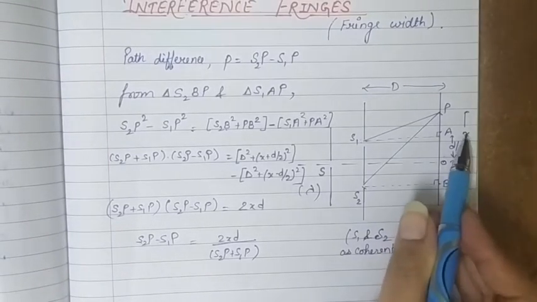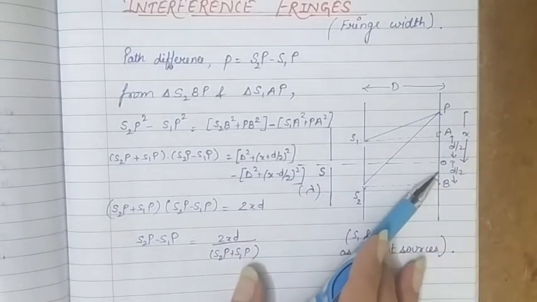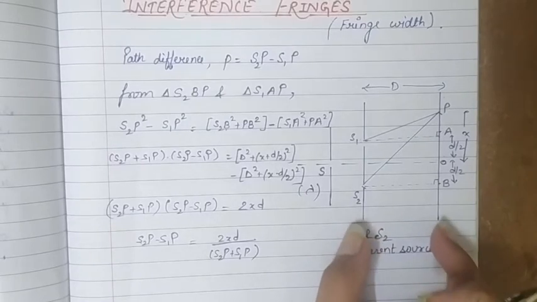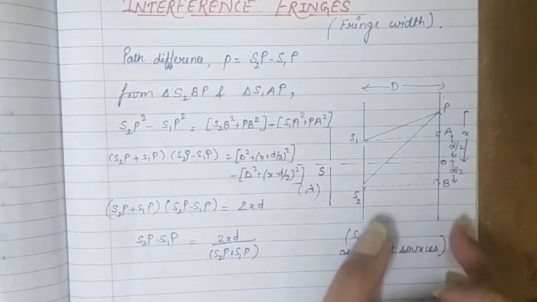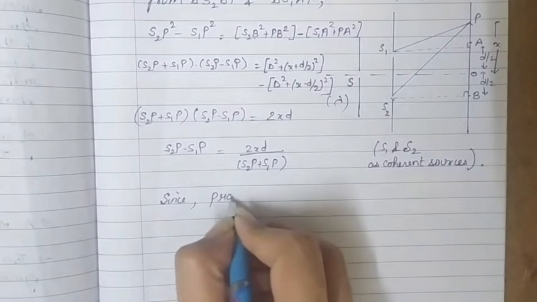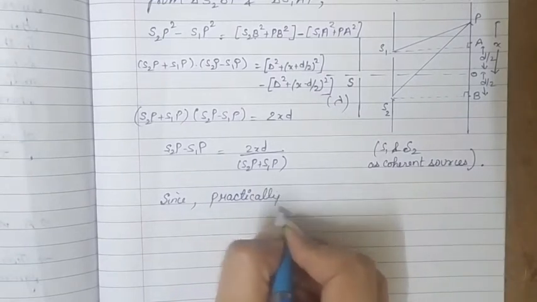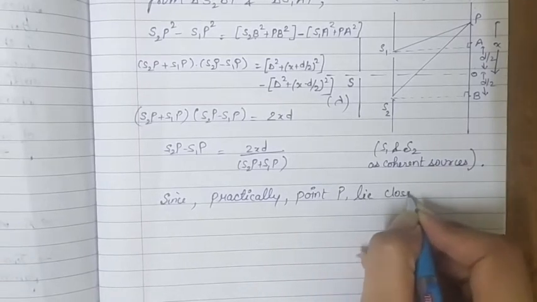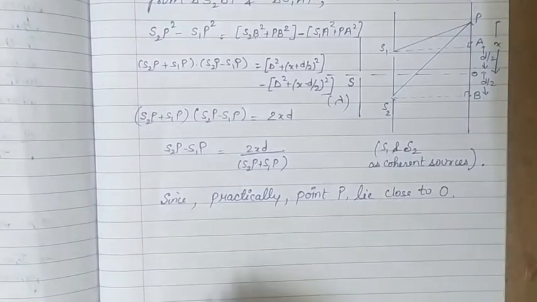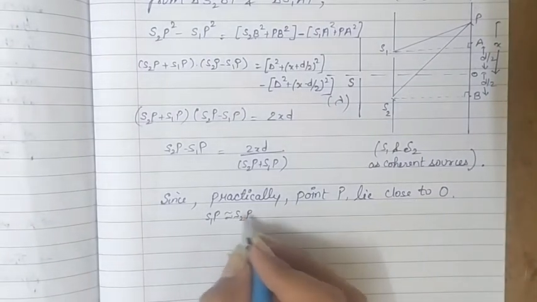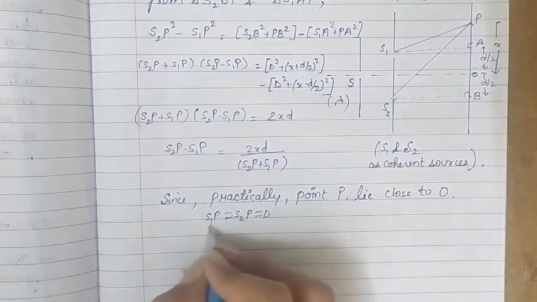The distance x is very small, this point P is very close to O. So in that case the distances s1p and s2p are approximately equal to the distance between these slits and the screen, that means capital D. Since point P practically lies close to O, that means x is very small, so in that case s1p and s2p both are approximately equal and are equal to D.